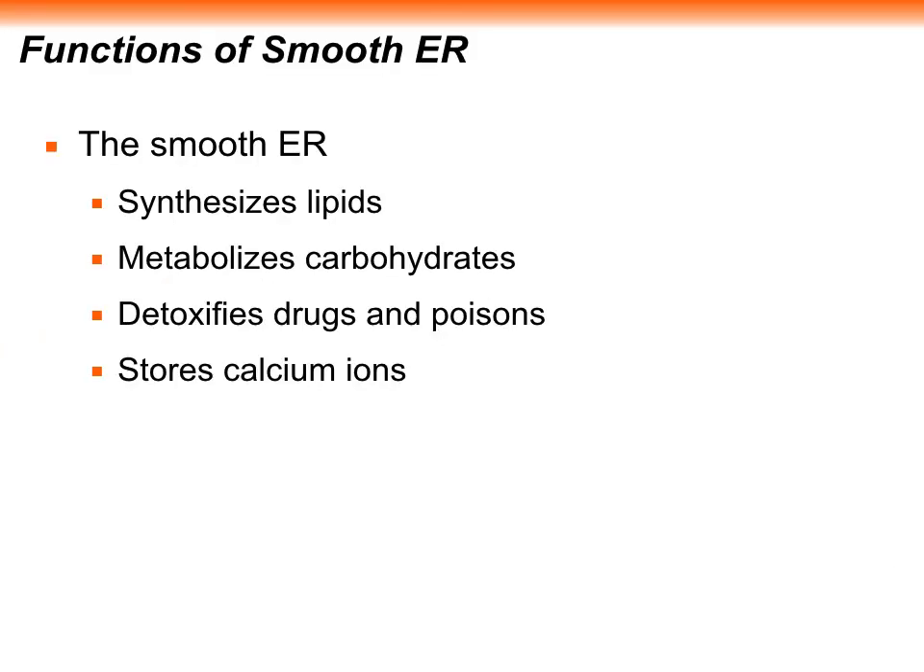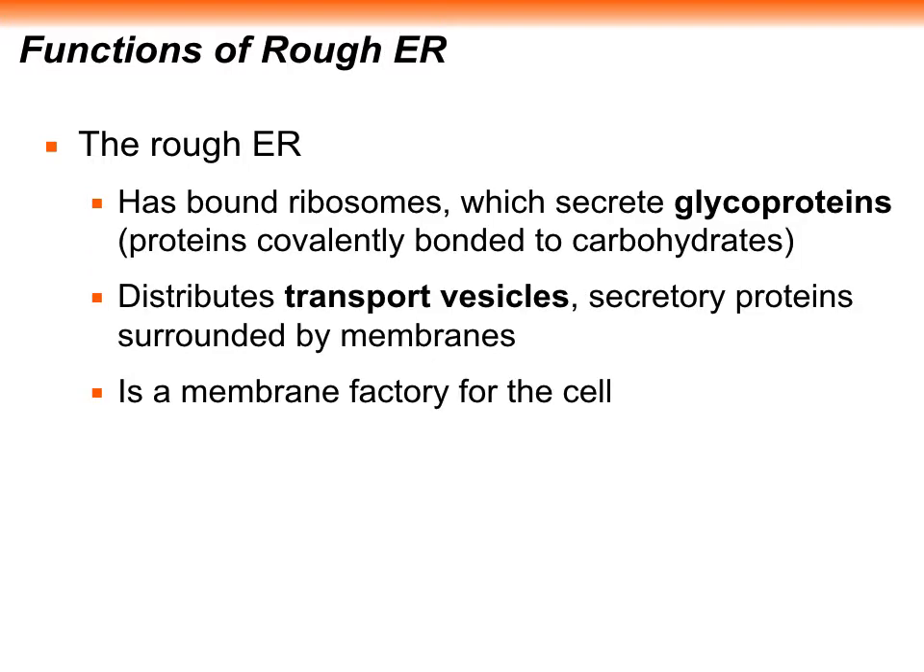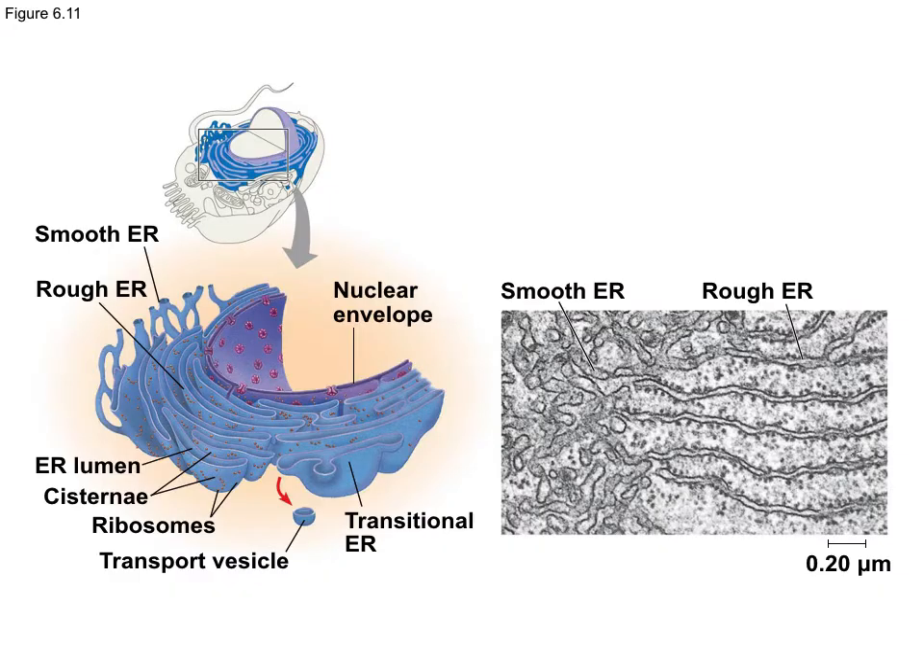Okay, well, what's the function of these two things? Well, the smooth ER makes lipids, metabolizes carbs, detoxifies drugs and poisons, and stores calcium. Whereas the rough ER, which has those bound ribosomes, secretes proteins that are bonded to carbs, or glycoproteins. They help make proteins, and they help distribute the proteins. They help transport the proteins along. How will they do that?